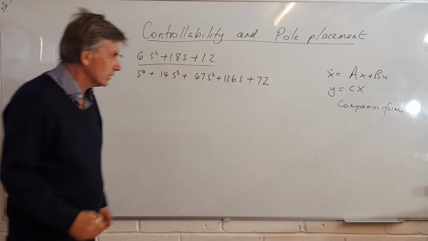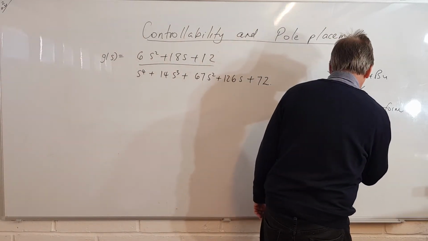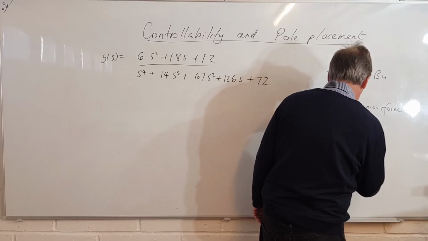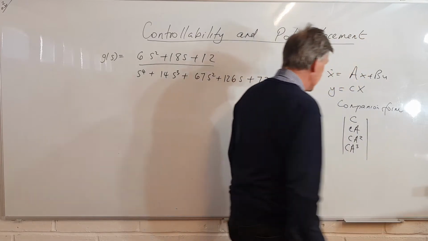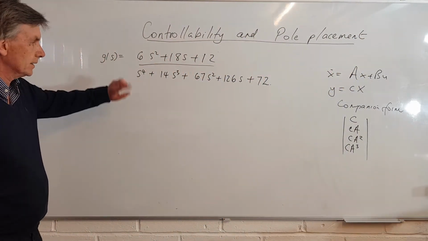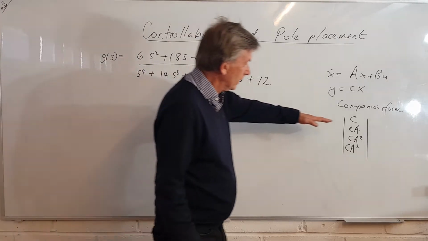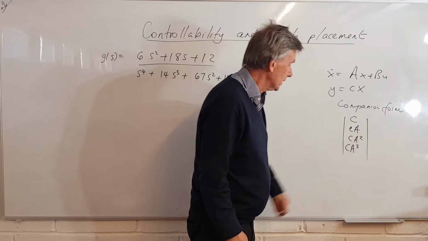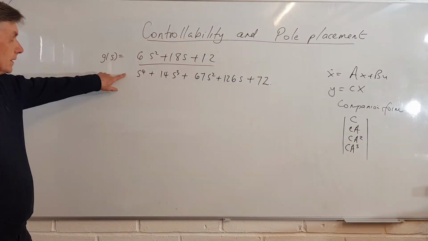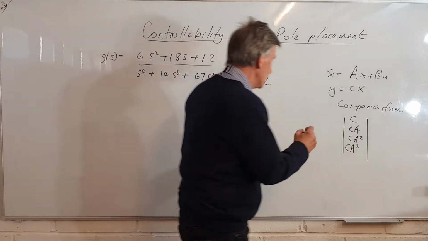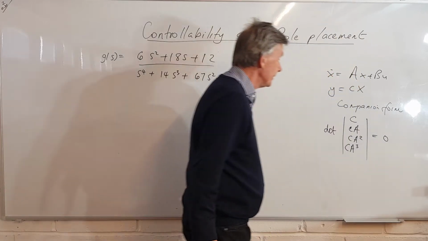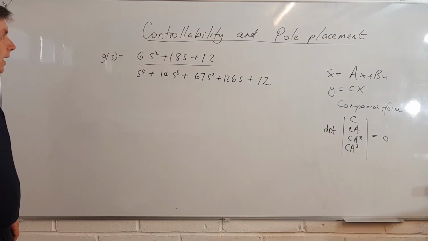controllability matrix. The controllability matrix is going to be given by C, CA, CA squared, and CA cubed. And the reason it's a cubic is it's a fourth order system, so therefore there's going to be 4 lines to this matrix, which is CA to the 0, CA to the 1, CA to the 2, CA to the 3. And if the system is uncontrollable, we can show if the determinant of this matrix is equal to 0, then this system is in fact uncontrollable and unobservable.